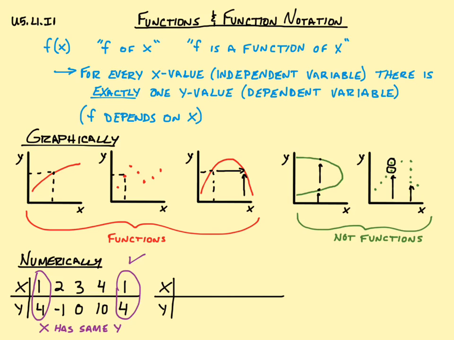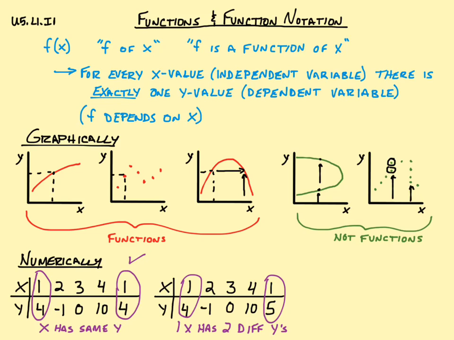What if we had x's 1, 2, 3, 4, 1 again, and now we had y's 4, -1, 0, 10, and 5. So again, we've got our x's. This 1 is repeated, but now notice that there's two different y values for the value of 1. So one x has two different values of y. So this is not a function.